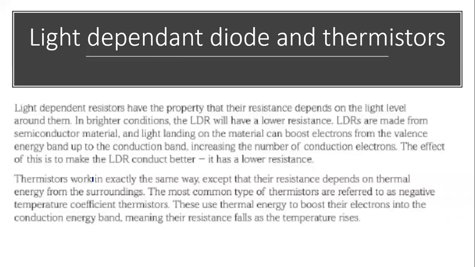Now, we have talked about the light-dependent resistor and we've talked about thermistors. Light-dependent resistors have an inverse relationship: greater the light intensity, lower the resistance; lower the light intensity, greater the resistance. LDRs are also made from semiconductor material. What happens when light lands on the material? It provides energy to the electrons, so they are able to go from the valence band to the conduction band. So the number of delocalized electrons increases and the resistance decreases. Whenever light intensity increases, the electrons gain more energy.